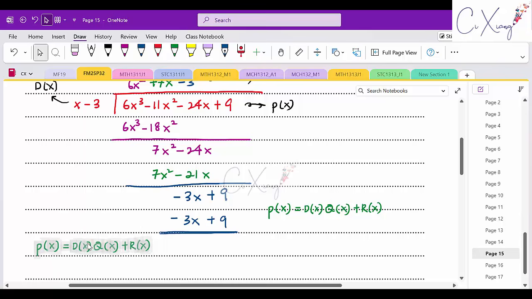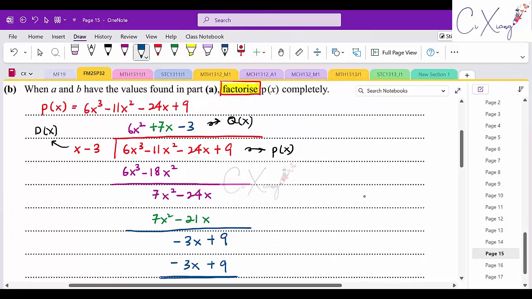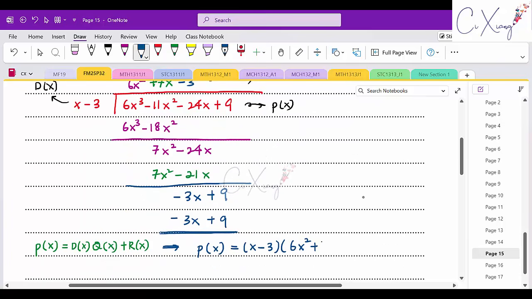So how can I rewrite from this part? My polynomial equals the divisor, which is x minus 3, times the quotient. What is the quotient? The quotient is this one, 6x squared plus 7x minus 3.